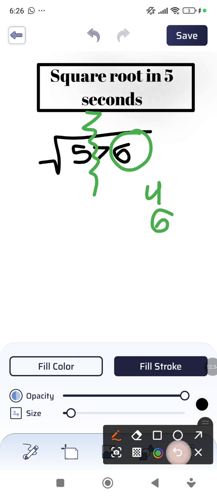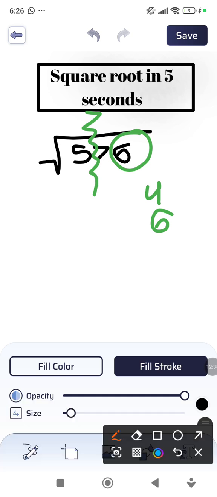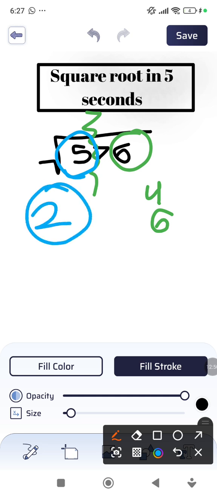Now what we will do is find the largest number which is a perfect square and smaller than 5. That is 4, which is the square of 2. We will now put 2 against 4 and 6 also.